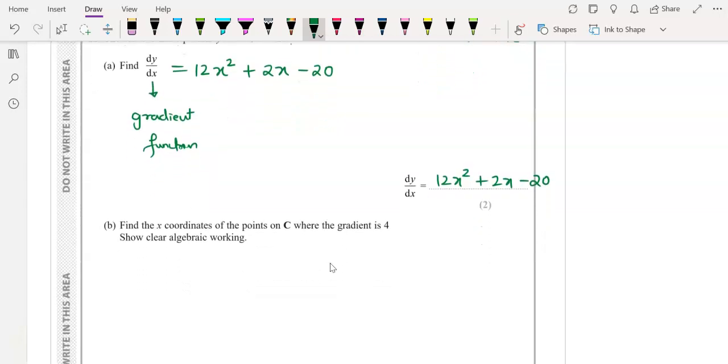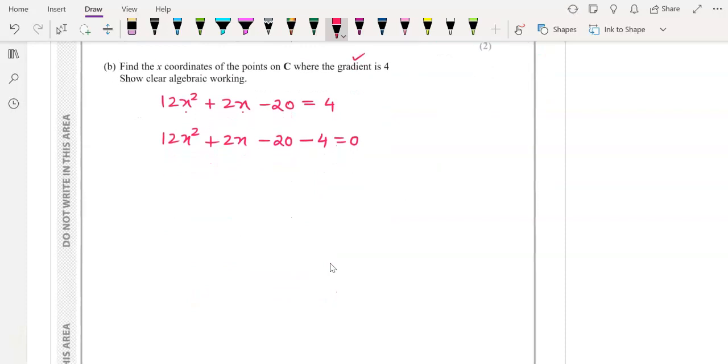Okay, so the question continues, part B. Find the x-coordinate of the points on C where the gradient is 4. So the question says, 12x squared plus 2x minus 20, for some value of x, the slope is 4. The slope and gradient are the same. So for some value of x, we got the slope as 4. Now we need to work out the value of x. So move 4 to the left. So you have 12x squared plus 2x minus 20 minus 4 equal to 0.